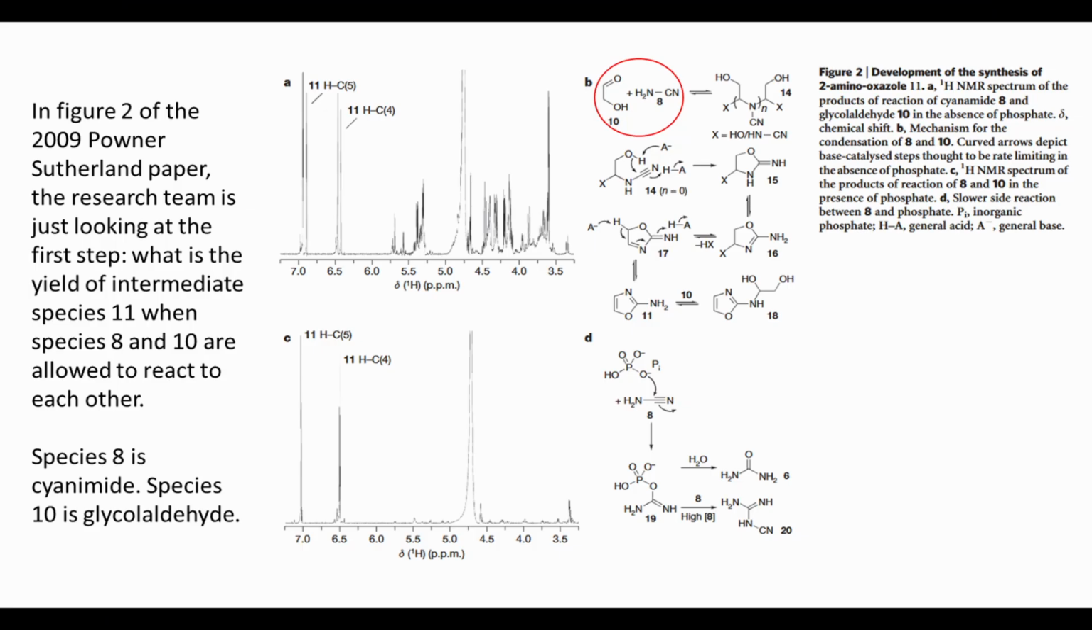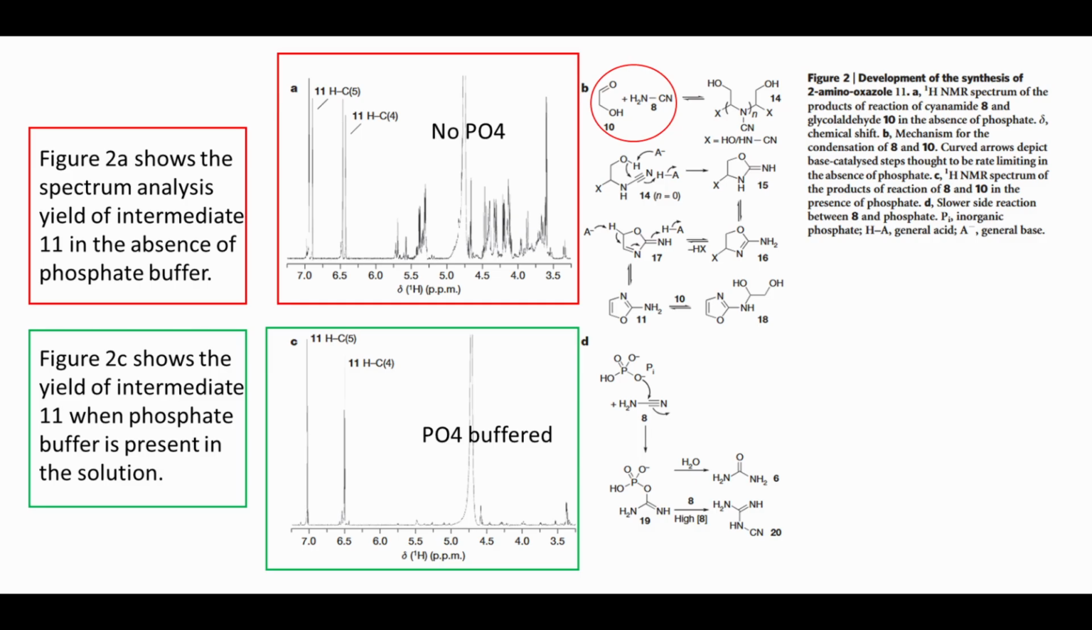In Figure 2 of the 2009 Sutherland paper, the research team is just looking at the first step. What is the yield of intermediate species 11 when species 8 and 10 are allowed to react to each other? Species 8 is cyanamide. Species 10 is glycolaldehyde. Figure 2a shows the spectrum analysis yield of intermediate 11 in the absence of phosphate buffer. Figure 2c shows the yield of intermediate 11 when phosphate buffer is present in the solution.